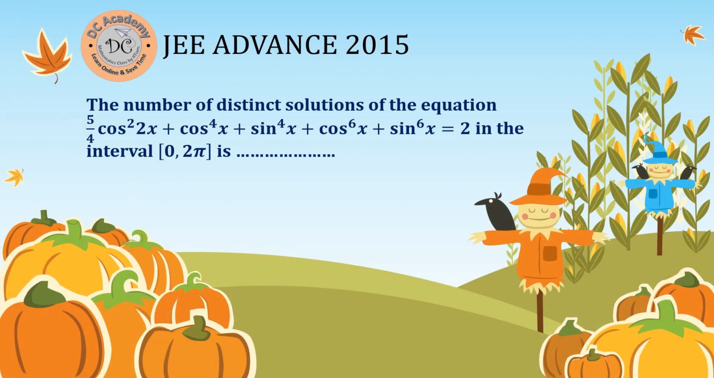In this video, we're going to solve a problem which appeared in JEE Advanced 2015. In this particular problem, we have a trigonometric equation, and we need to find the number of solutions in the interval 0 to 2 pi. So that's the problem. Let's go ahead and solve it.